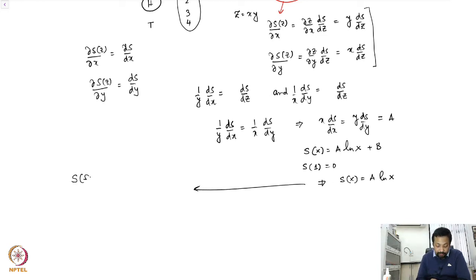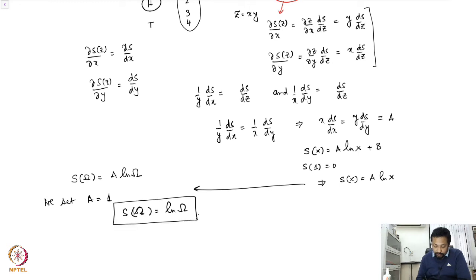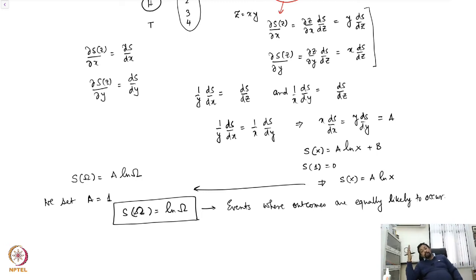Hence, our measure for this entropy becomes a ln omega. And since a is arbitrary, we set a equal to 1, so that our expression of this uncertainty becomes ln omega. This is the expression for the uncertainty for events where outcomes are equally likely to occur. So that means all the outcomes have equal a priori probability of 1 by omega, right?